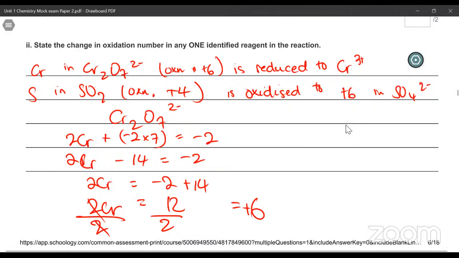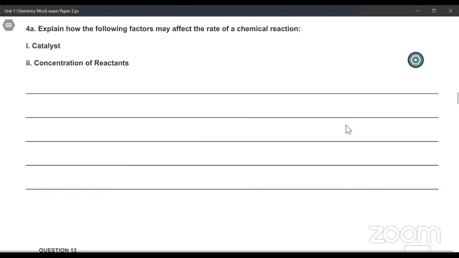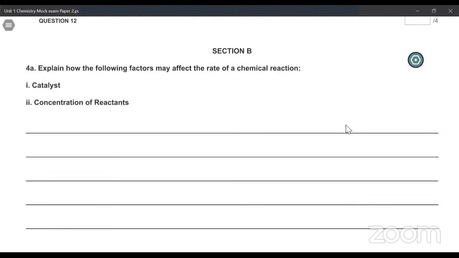Now this here, section B. This will deal with module 2 topics, by the way. This wants you to explain how the following factors may affect the rate of a chemical reaction. So first, a catalyst. What a catalyst does is it reduces the activation energy, first and foremost.